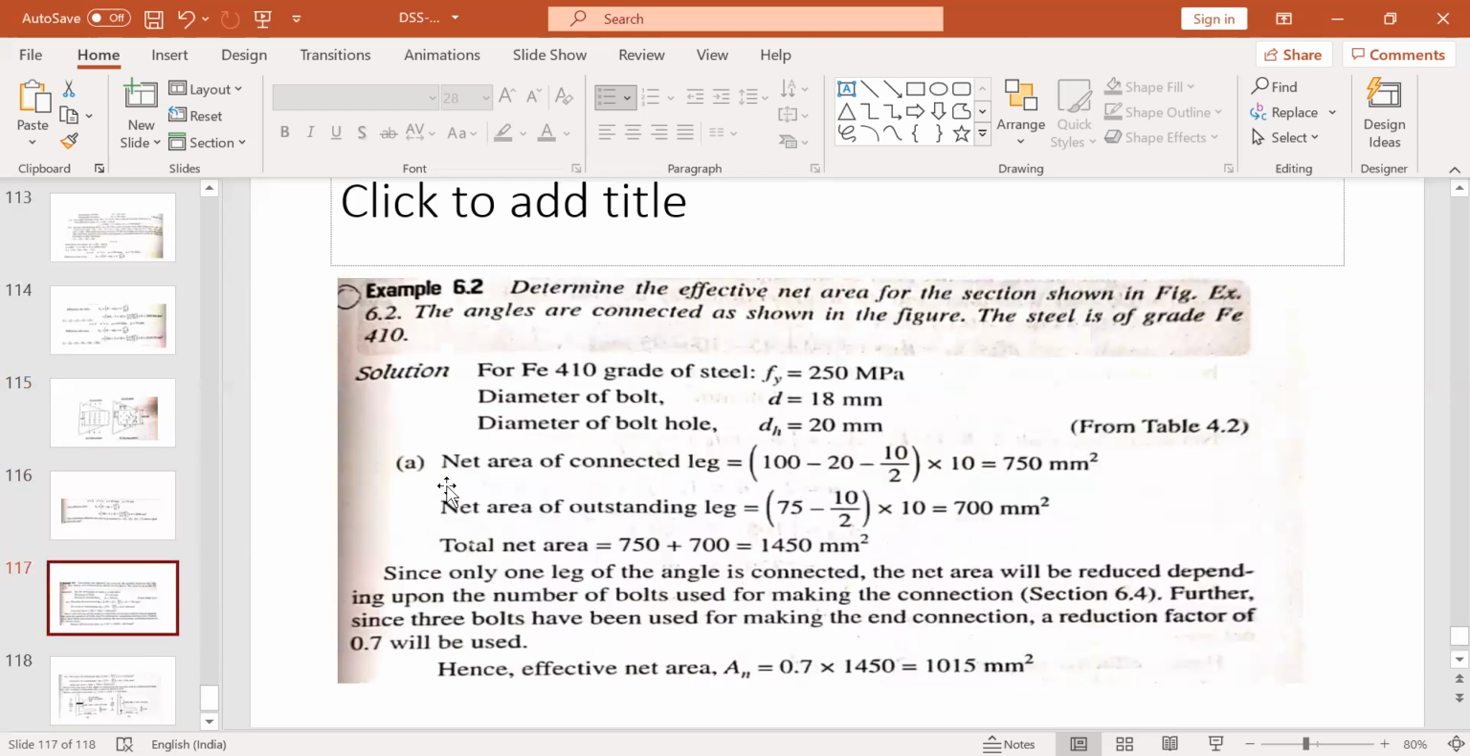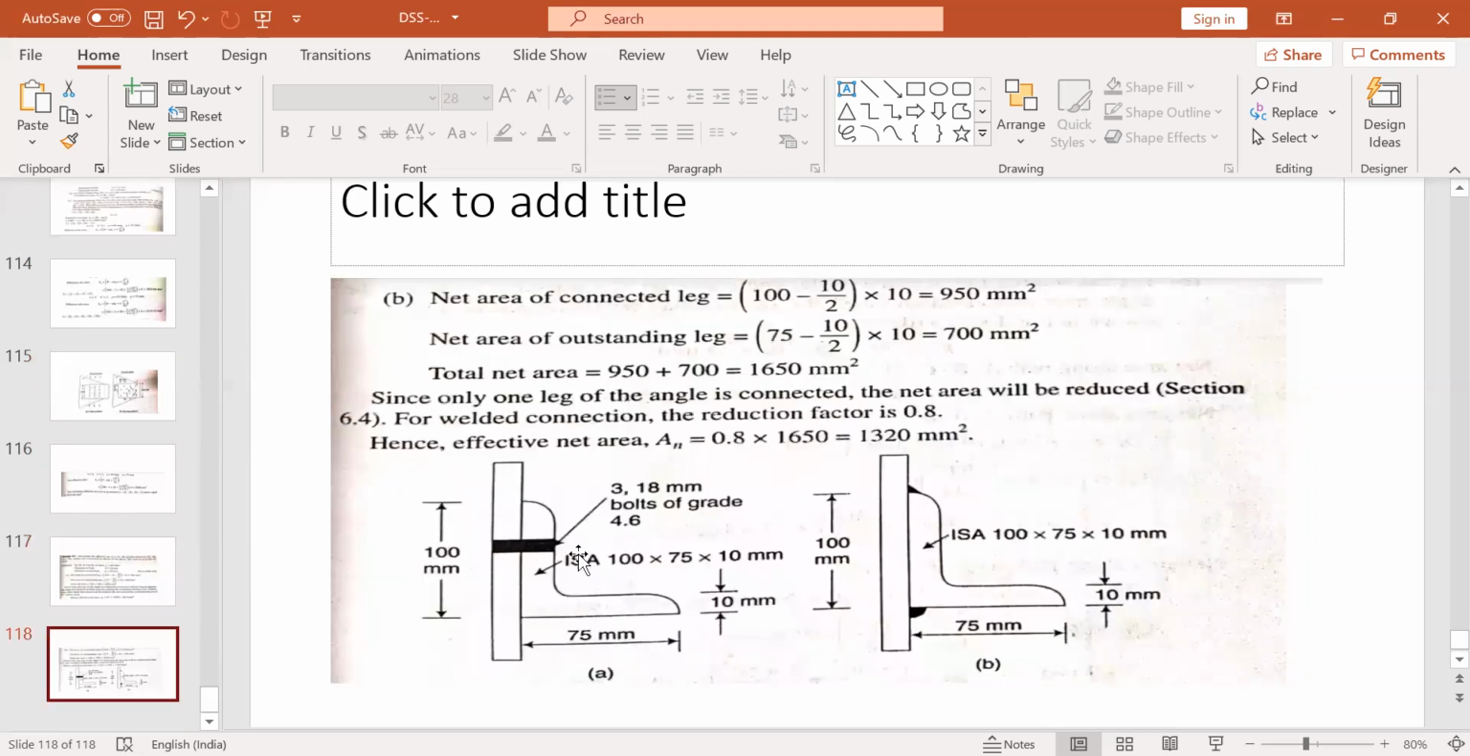Okay, so this is the figure actually. First case, this is the angle, the connected leg is connected with 3 bolts of 18 mm grade steel. Okay, so there are 3 bolts connected in this line, and you are seeing only one. Why are you seeing 1 bolt? Because you are seeing the side view. From side view, you can see only 1 bolt, but in actual, if you extend this angle section, you will get 1 bolt here and 1 bolt here. So this is side view only, but number of bolts is 3. So you have to see what is the number of bolts.